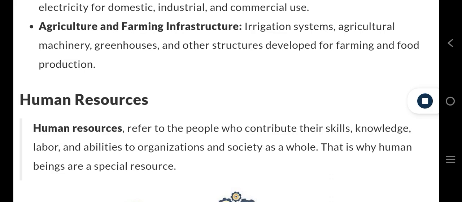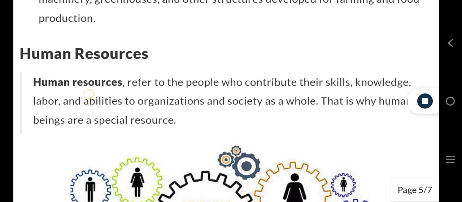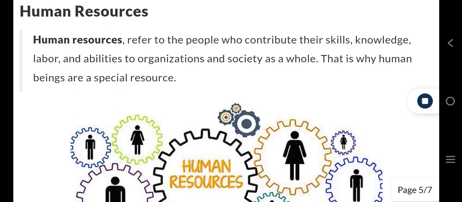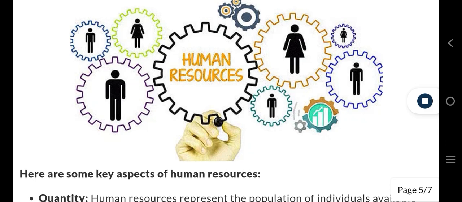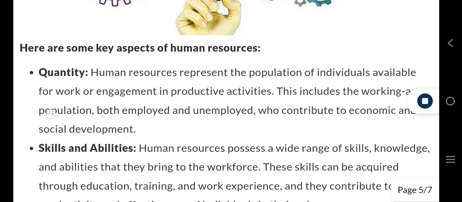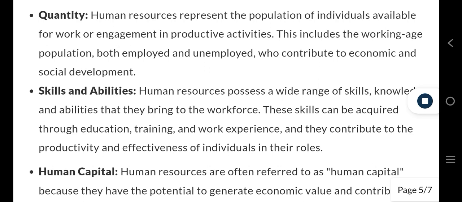Human resources. Human resources refer to the people who contribute their skills, knowledge, labor, and abilities to organizations and society as a whole. That is why human beings are a special resource. Here are some key aspects of human resources. Quantity. Human resources represent the population of individuals available for work or engagement in productive activities. This includes the working age population, both employed and unemployed, who contribute to economic and social development.